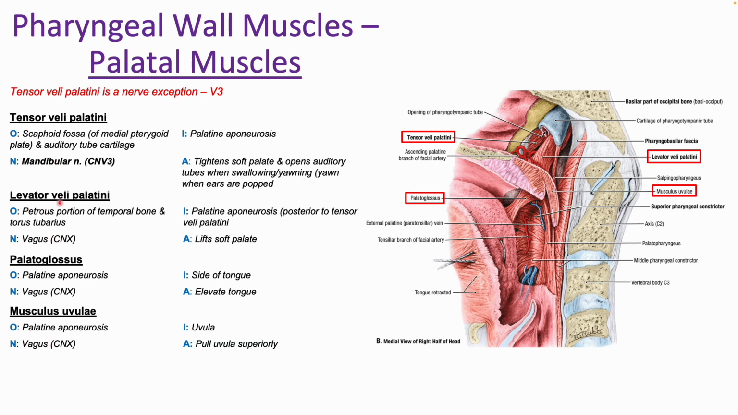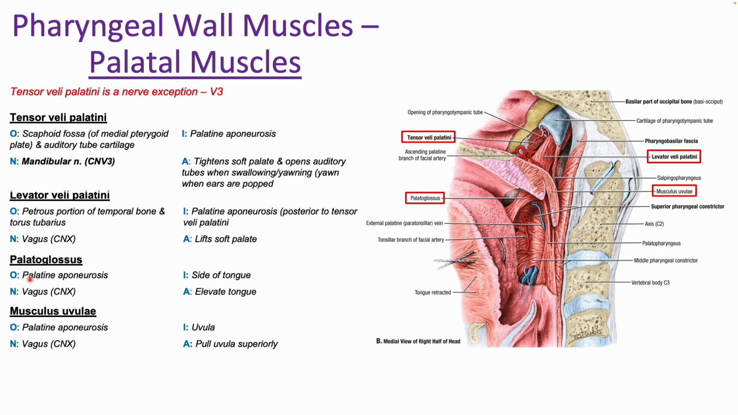We'll come back to the innervation last. Next, we have the levator veli palatini. So the same name, but levator instead of tensor. That's going to be right here, adjacent to it. It's going to start at the petrous portion of the temporal bone up here. Remember, that's the bone that keeps all the ear structures inside of it, so it makes sense that the petrous portion of the temporal bone has all the ear stuff. We're going to originate from that, and we're also going to originate from the torus tubarius, which we'll look at more in a second. It's going to come down and insert on the palatine aponeurosis as well, and it's going to insert posterior to the tensor veli palatini.